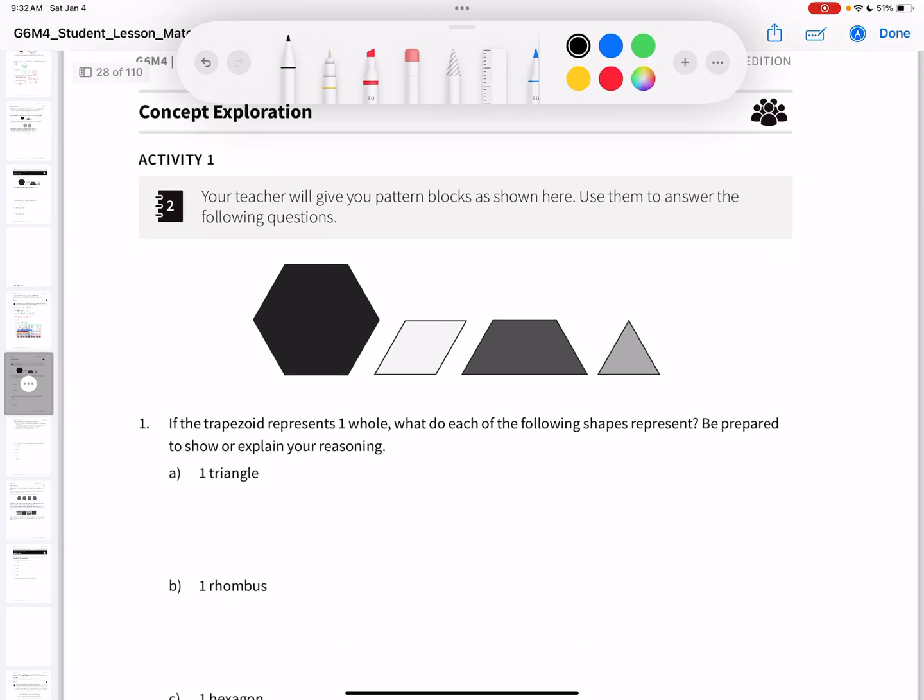Your teacher will give you pattern blocks as shown here. Use them to answer the following questions. Okay, if the trapezoid represents one whole, so in our previous lesson, the hexagon was one whole, but not anymore. Now it's the trapezoid. So right here, this is our one whole. If the trapezoid represents one whole, what do each of the following shapes represent? Be prepared to show or explain your reasoning.